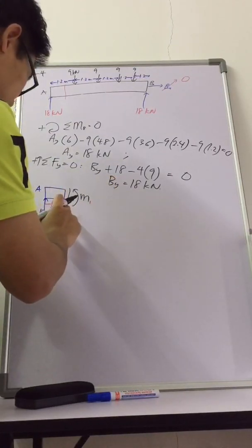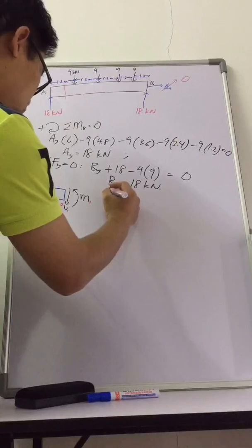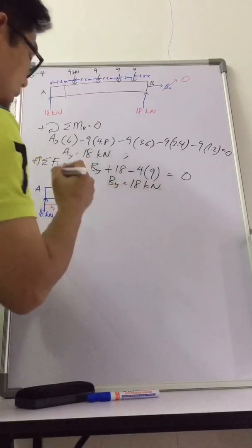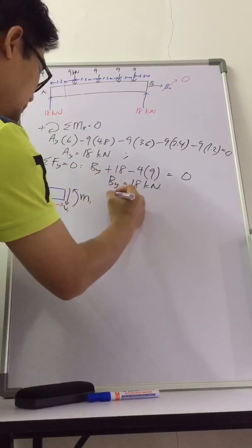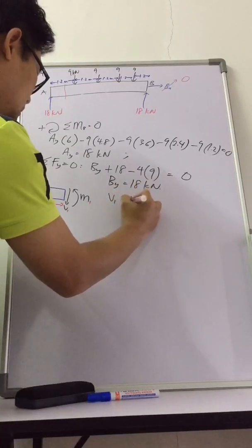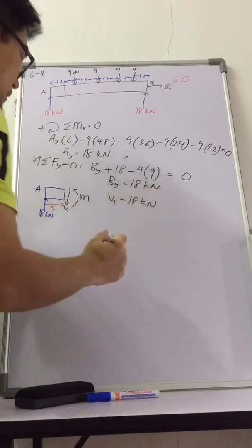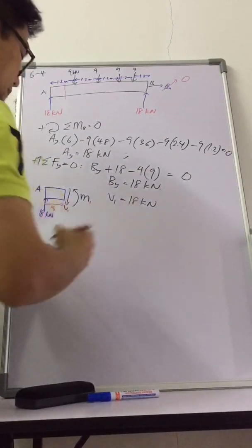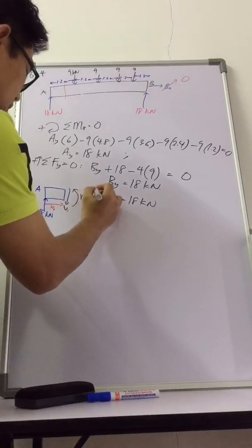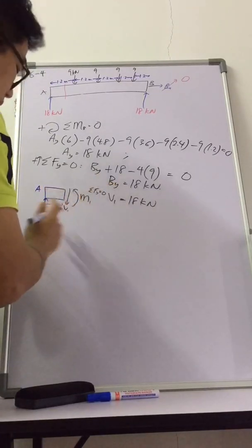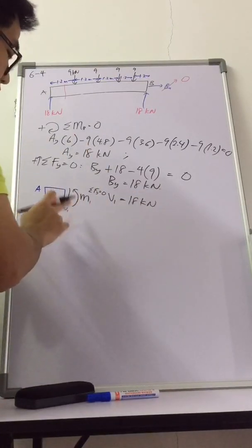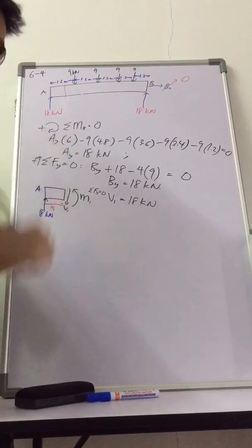So for V, the V1 here will be equal to 18 kilonewton, isn't it? As simple as that. Is it true? Yes, because if you do summation of forces in y direction equals to 0, then this is what we get. We just get a single constant value of 18 kilonewton going down, right?